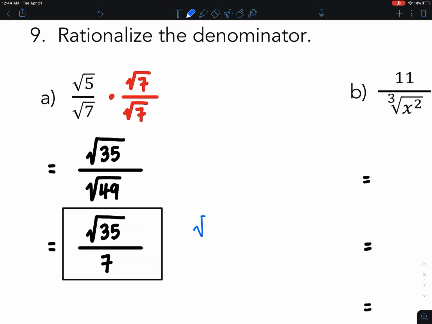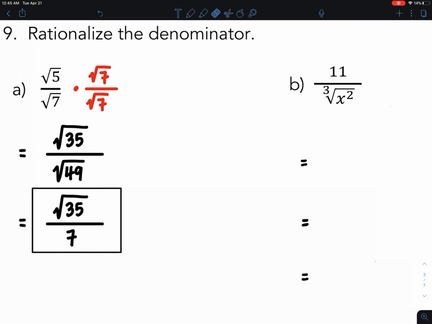Now, if I gave you a question that was radical 35 over radical 7, of course, yes. Then you can cancel and make this radical 5. But we're not allowed to do that if it looks like this. 7 is outside the radical. 35 is inside the radical. They're not in the same situation. So you can't reduce it any further than that. So leave it at that.